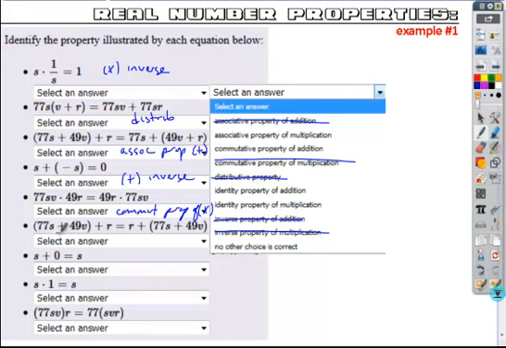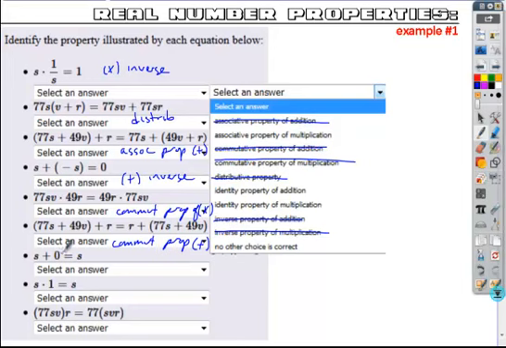Next we have this sum of terms, 77s plus 49v, all plus r. Then we have r plus the same grouped terms, so the grouping symbols aren't changing. The order is. Again, that makes it commutative property. This time of addition.